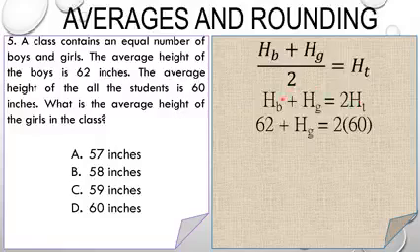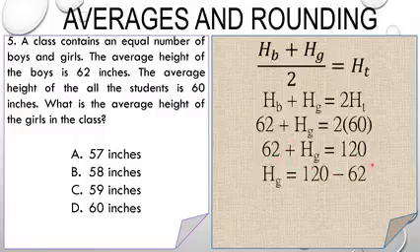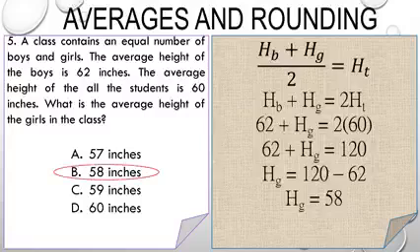So, substitute natin. Yung height ng mga kalalakihan, 62. Yung height ng mga kababaihan, hinahanap pa natin. Then, yung height ng mga pangkalahatan is 60. Okay? Then, simplify. 2 times 60 is 120. Yung 62 ililipat sa kabila, magiging negative. So, 120 minus 62 is 58. Thus, the average height of the girl in the class is 58 inches. That's the answer.